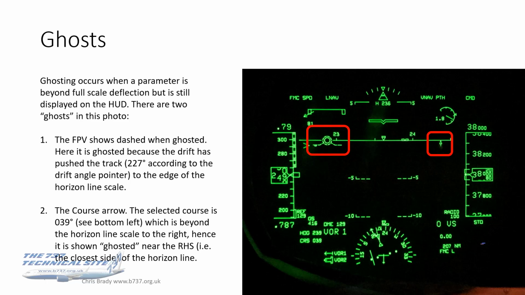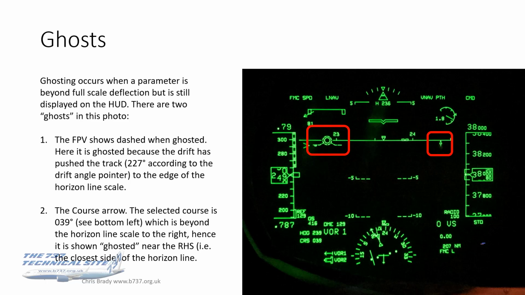It's dashed. That's the indication to you that it's ghosted, and that's because the drift has pushed the track to 227, according to the drift angle pointer, to the edge of the horizon line scale. So it's not off by much. It's probably parked there at about 228, 229. But whereas 227 is the actual track, what it's telling you is that it can't accurately represent on that horizon line where it's supposed to be, because it's beyond the scale.